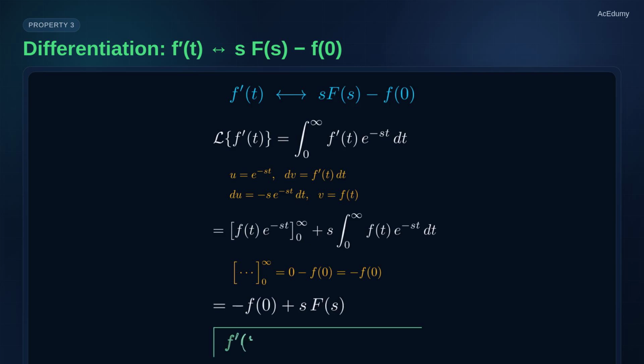Putting it together, the Laplace transform of f prime equals sF(s) minus f(0). For the second derivative, apply the rule twice: s squared F(s) minus s f(0) minus f prime of 0. Each derivative becomes a power of s plus the initial conditions.